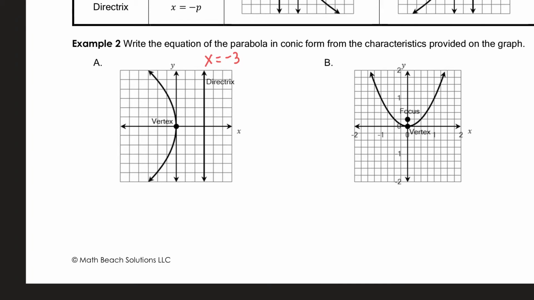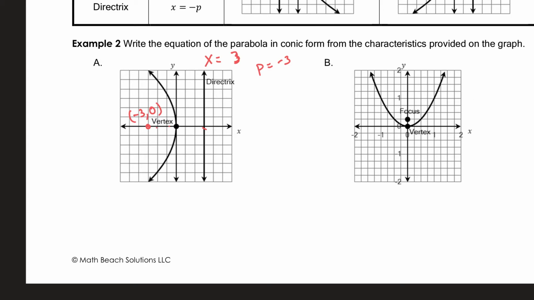I'm sorry. x equals 3. That's where the directrix is. The directrix at x equals 3. So remember that p in this case is going to be negative 3. So we have 1, 2, 3. So here is our focus, negative 3, comma 0, since it opens up to the left.